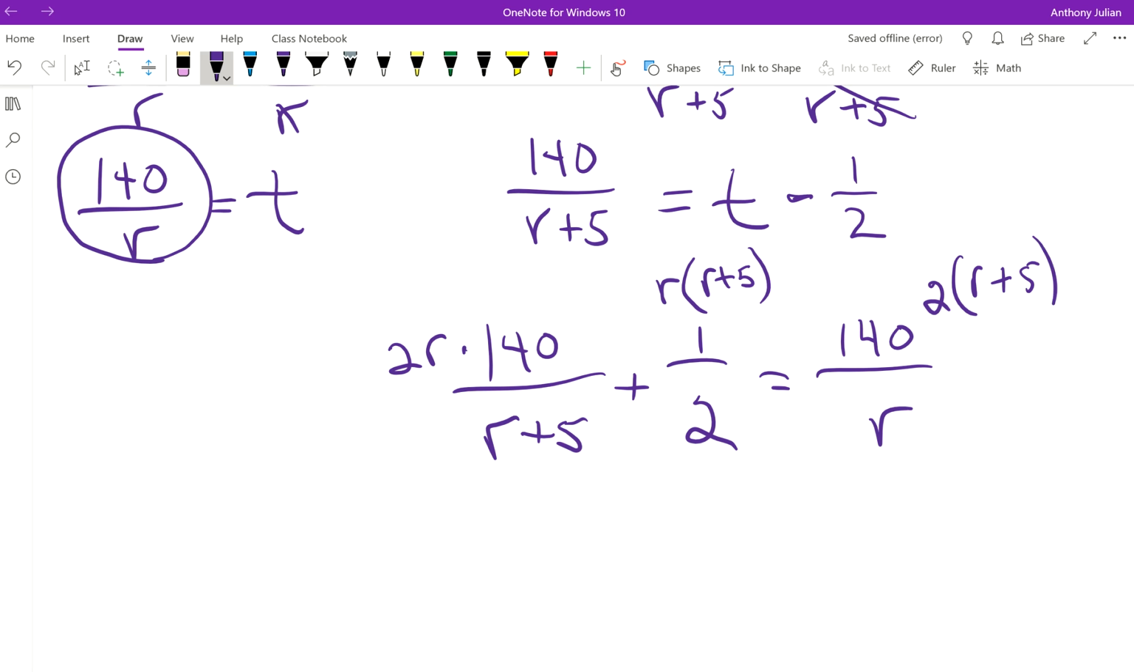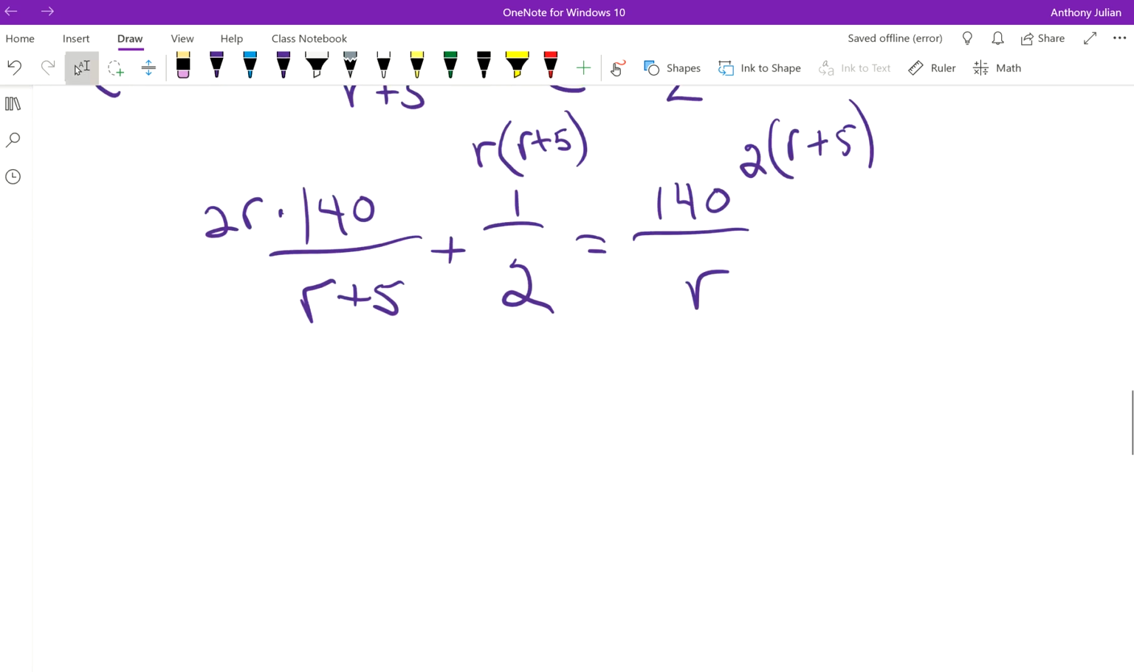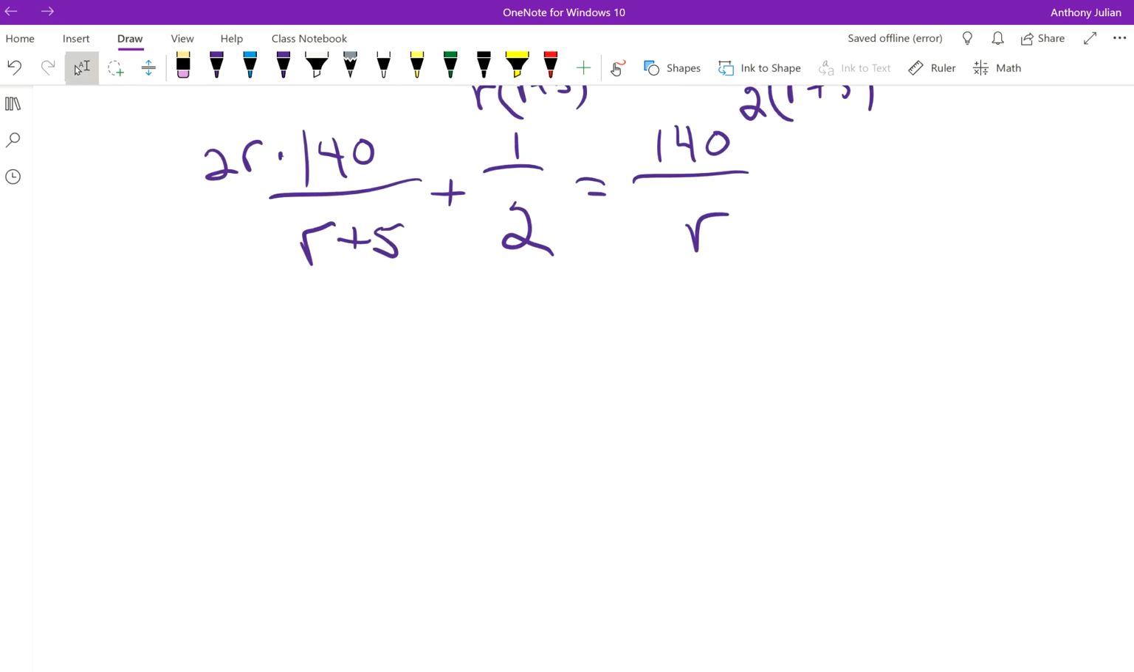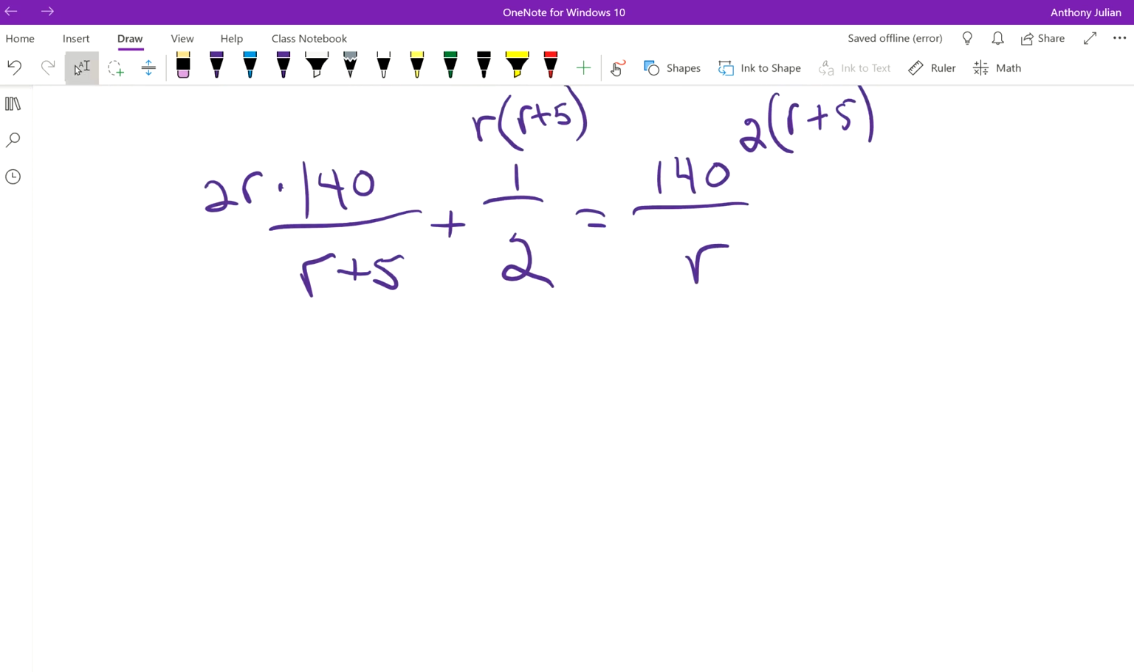All right, I know my denominators are the same. That's why we do that. And let's figure out our numerator. 2r times 140 is 280r plus, well, this is times 1, so it's going to be r squared plus 5r.